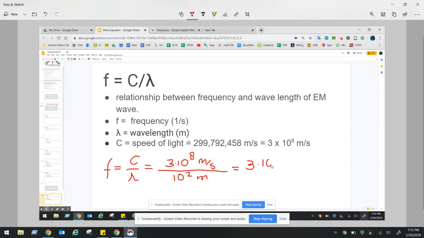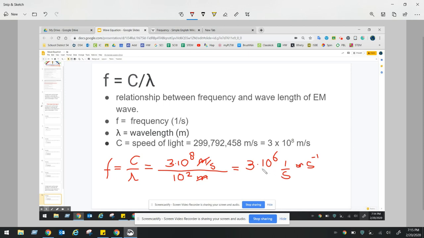is 3 times 10 to the, well, let's take a look here. When we divide, we need to subtract. So 8 minus 2 gives us 6. In other words, 3 million. And then the meters will drop out and we have our 1 per second unit, or we can also write that as second to the minus 1, whichever you prefer. And that's our answer for that specific wavelength.